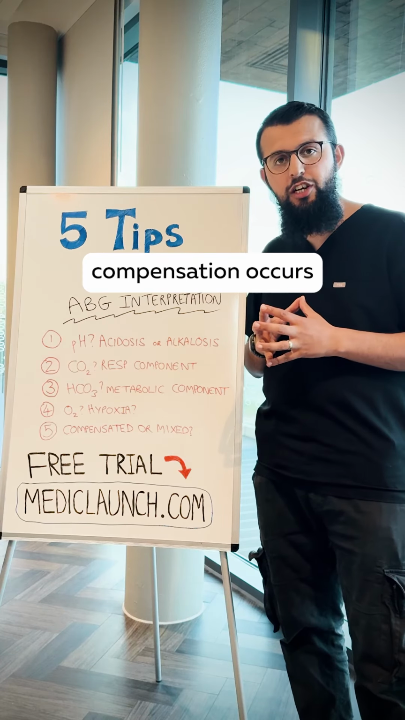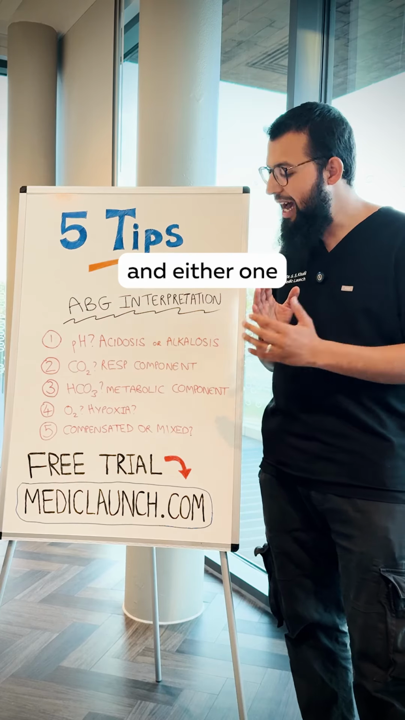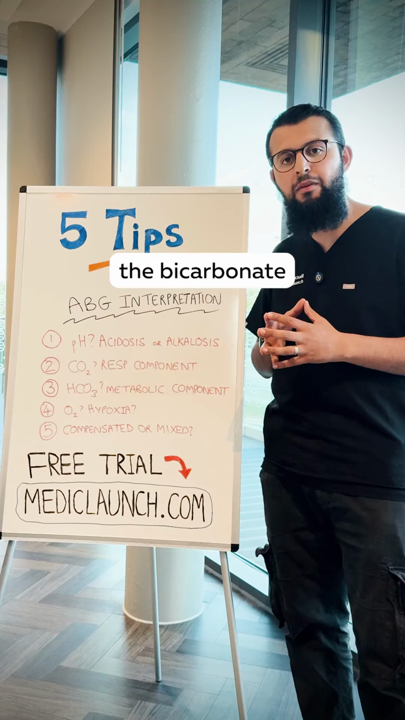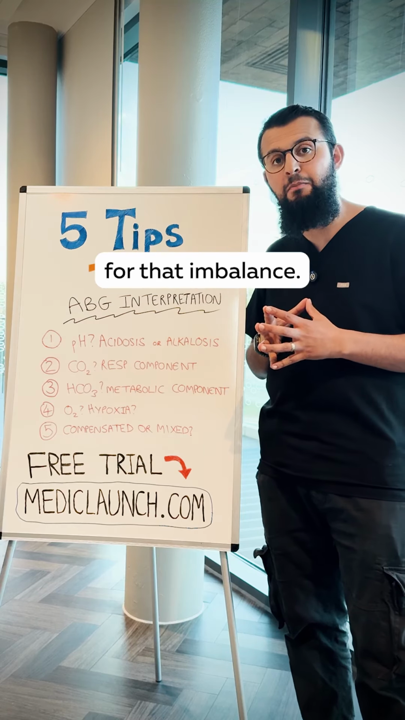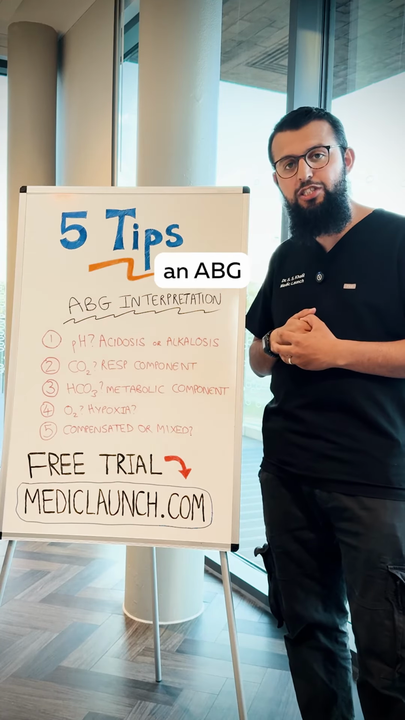Partial compensation occurs if the pH is abnormal, so it's either acidotic or alkalotic, and either one of the 2 components or both, the carbon dioxide or the bicarbonate, are also working hard to try and partially compensate for that imbalance. So there you have it, 5 steps to take you through an ABG interpretation.